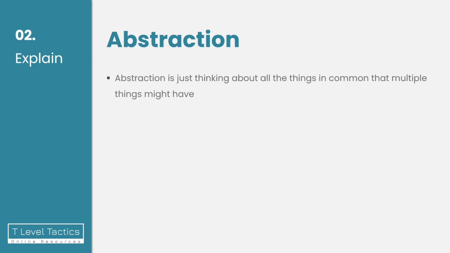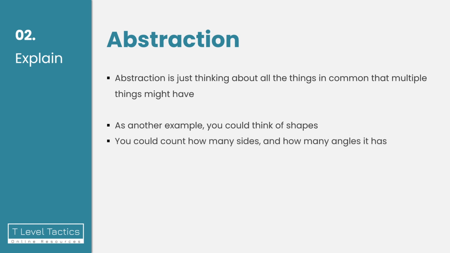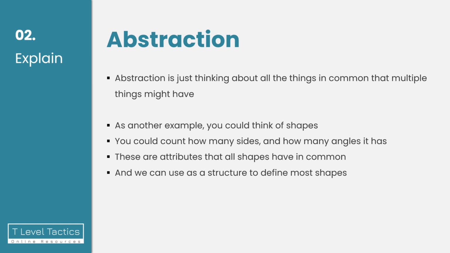Abstraction is just thinking about all the things in common that multiple things might have. As another example, you could think of shapes. You could count how many sides and how many angles or corners it has. These are attributes that all shapes have in common, and we can then use that as a structure to define most other shapes.